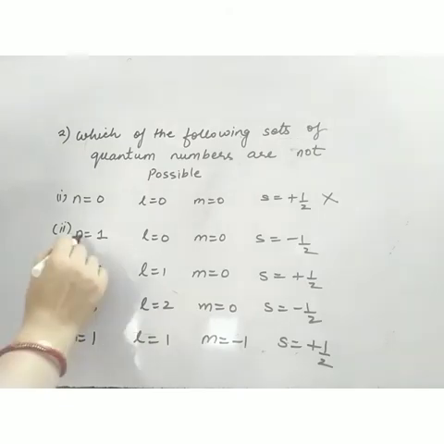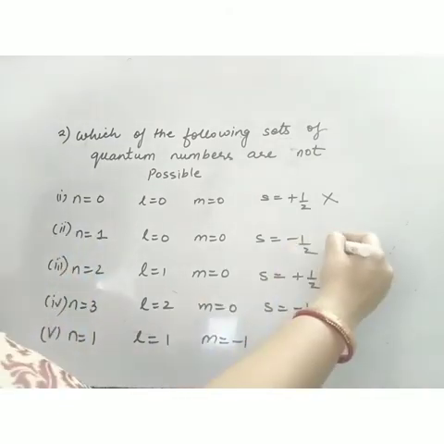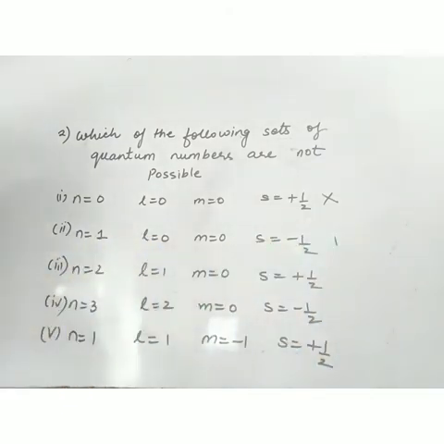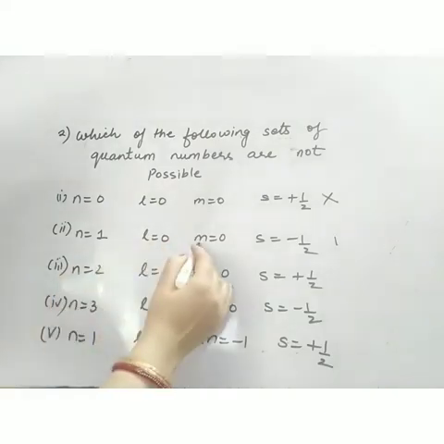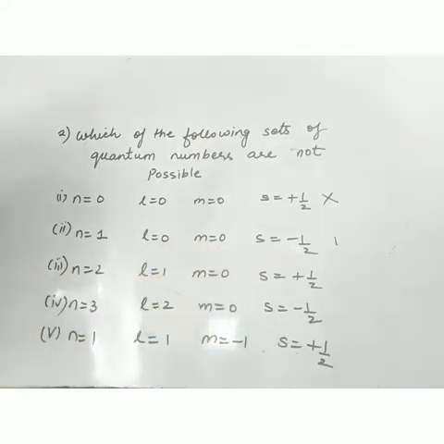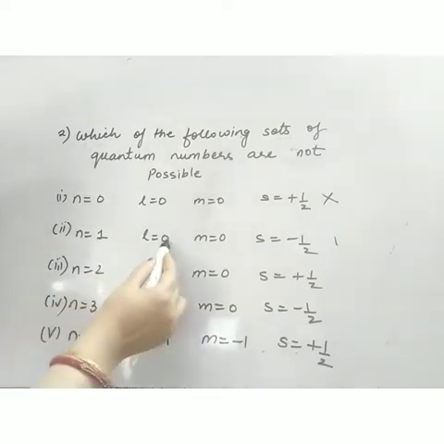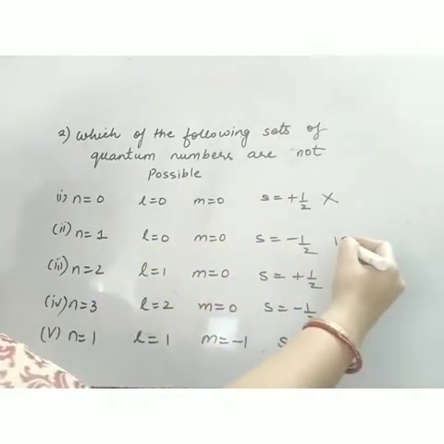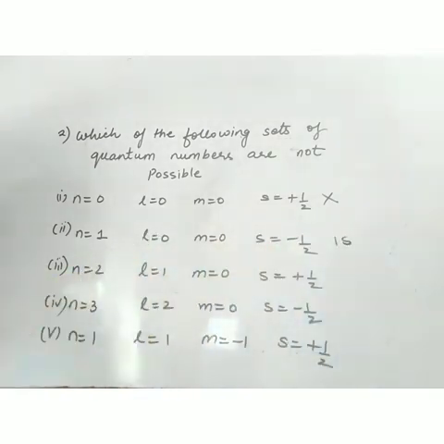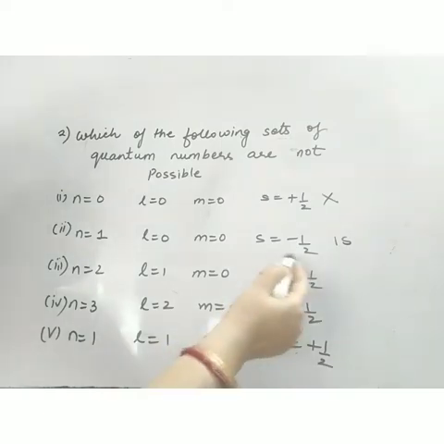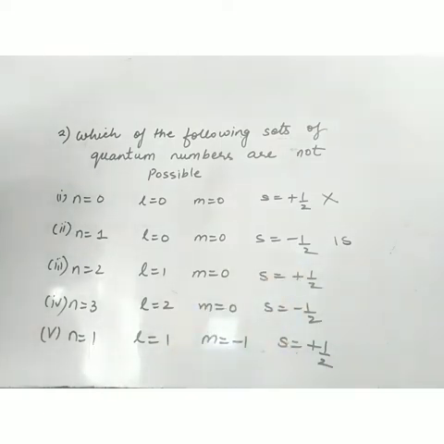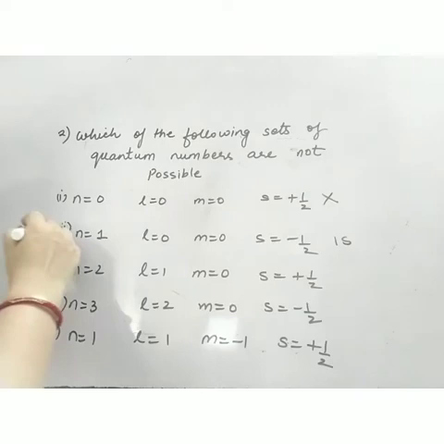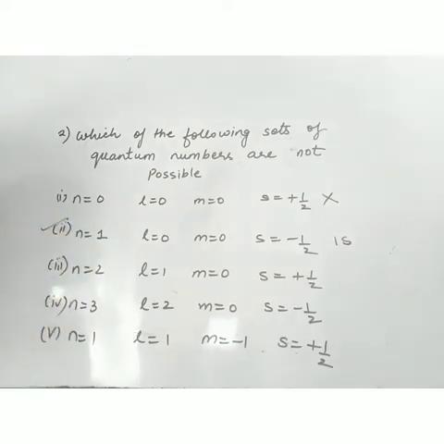The second is n is 1. Now L is 0. If L is 0, m can have 0 value. Yes, because what is the value of m? It is minus L to 0 to plus L. So if L is 0, m can have 0 value. So this orbital will be 1s because for 0 we use s. And spin quantum number is also correct. It can be plus half or minus half. It means this set is possible.